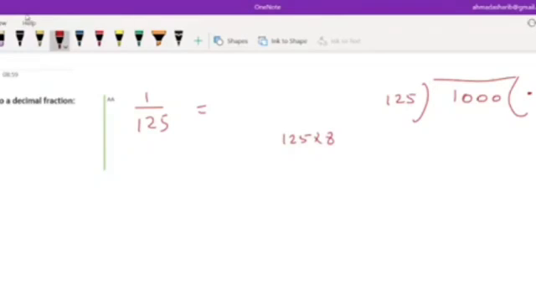125 multiplied by 8. So 8 times it will go. 125 8s are 1000. So the answer will be 0.008. Beta, 125 8s are 1000. Okay, so the answer is 0.008.